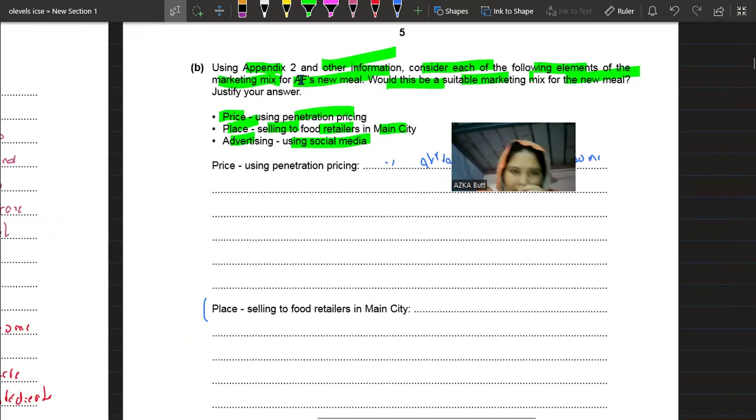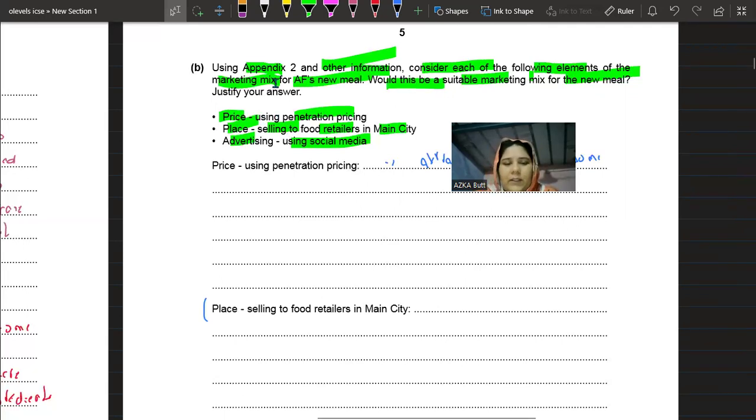Okay. Using appendix 2 and other information, consider each of the following elements of the marketing mix for AF's new meal. Would this be a suitable marketing mix for the new meal? Justify your answer. So I think we should only read the question right now, because we are taking a lot of time. So I think we should move to the case studies.